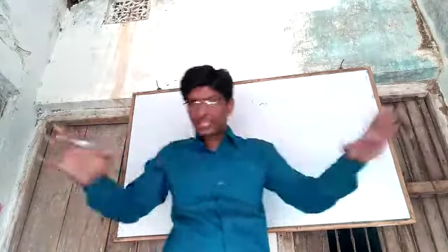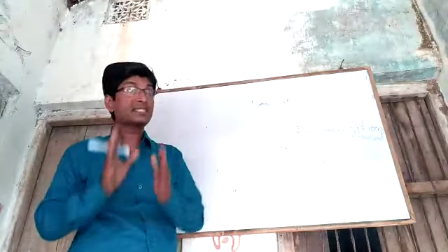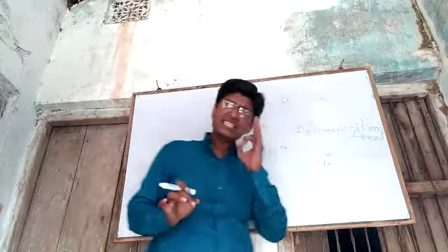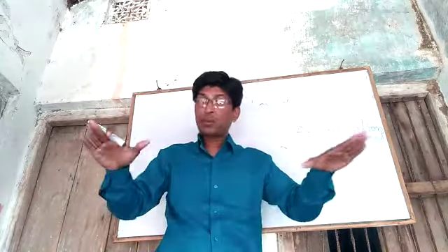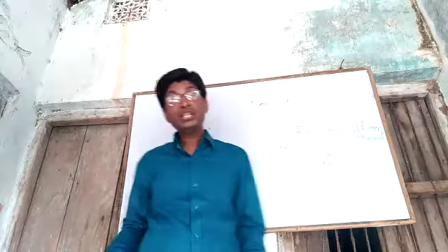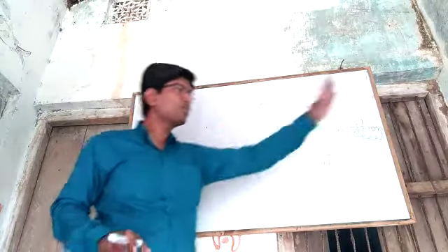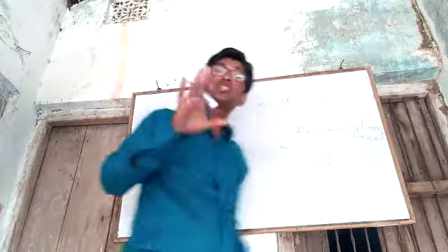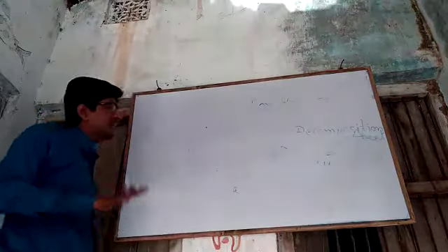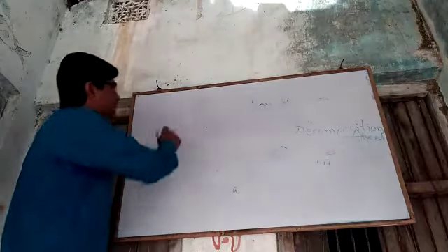Decompose means breaking down. Decompose means breaking down of the substances. So the chemical reaction in which a single substance gets decomposed, gets broken down into two or more than two kinds of substances, this is called decomposition reaction. Here we are taking a very simple example.